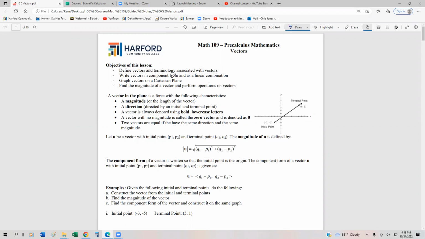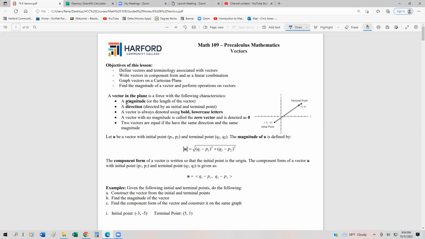associated with vectors. We're going to start to write vectors in two different forms, something called a component form and as a linear combination. We're going to be able to graph vectors, and then we're also going to be able to perform a bunch of operations on vectors as well. So let's define what a vector is.